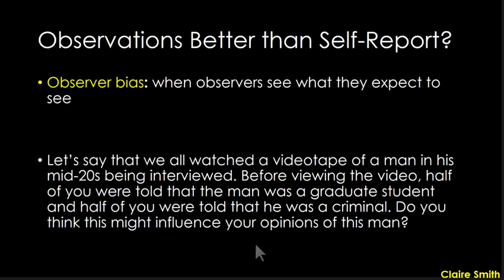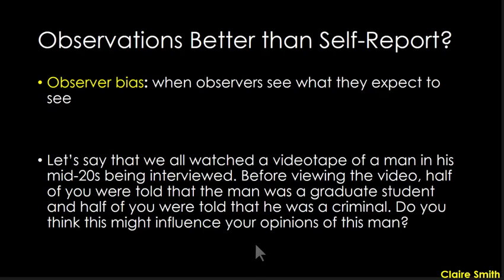Okay. Are observations always better than self-report? Not necessarily. There are different types of biases that we can have when we are observing someone. Observer bias is when observers see what they expect to see. Let's say we watched a videotape of a man in his mid-20s. He was being interviewed. Before viewing the video, half of the class was told that the man was a graduate student, and half of the class was told that he was a criminal. Obviously, that's going to influence your opinion of the man, how you perceive his answers, and how you observe the interview, right?